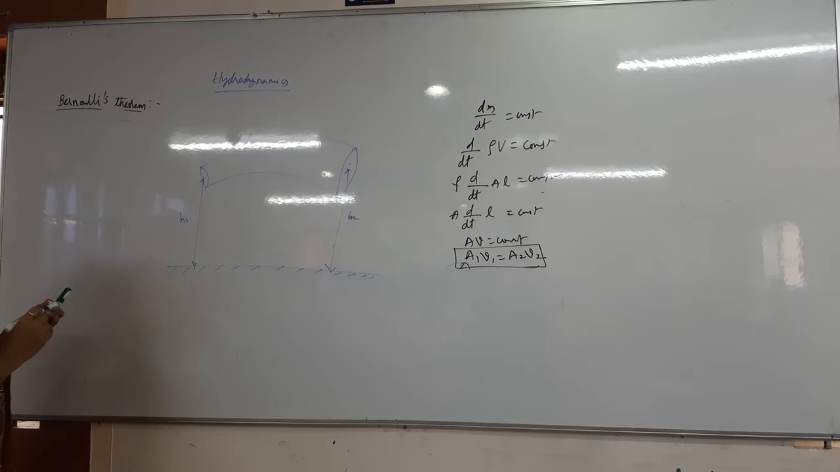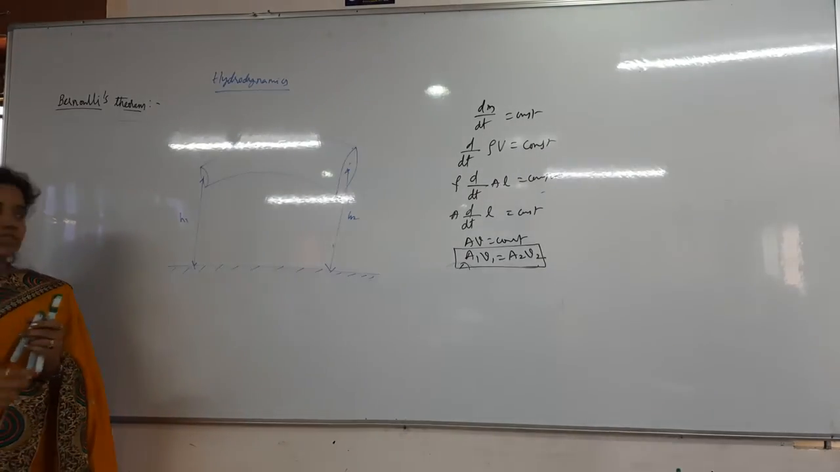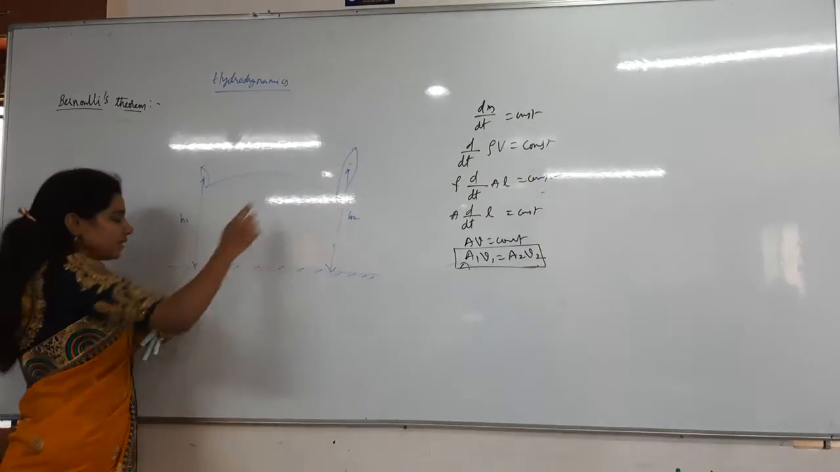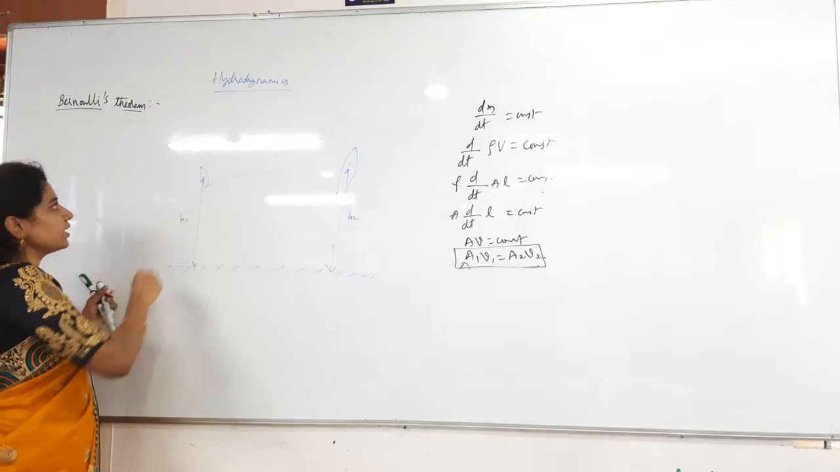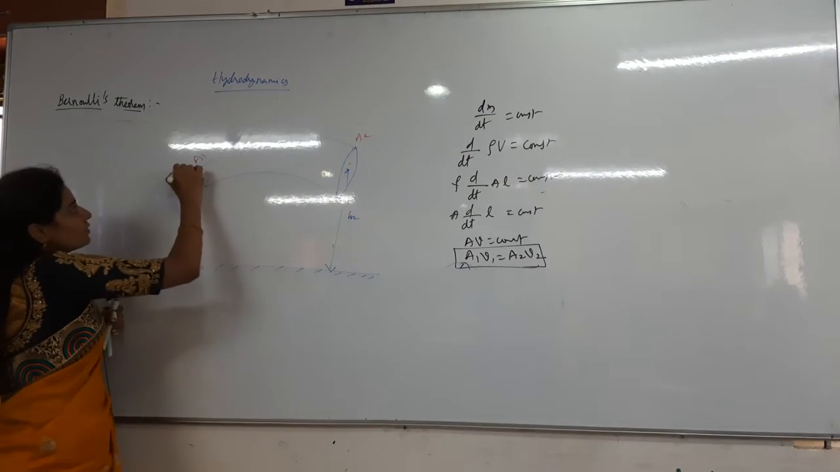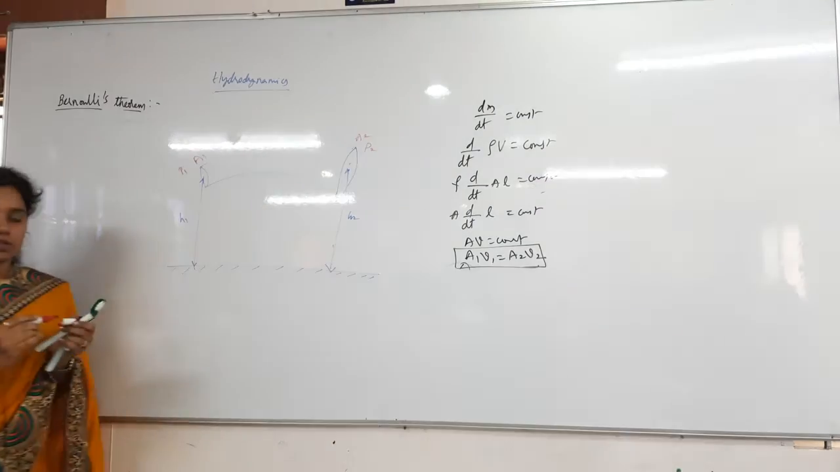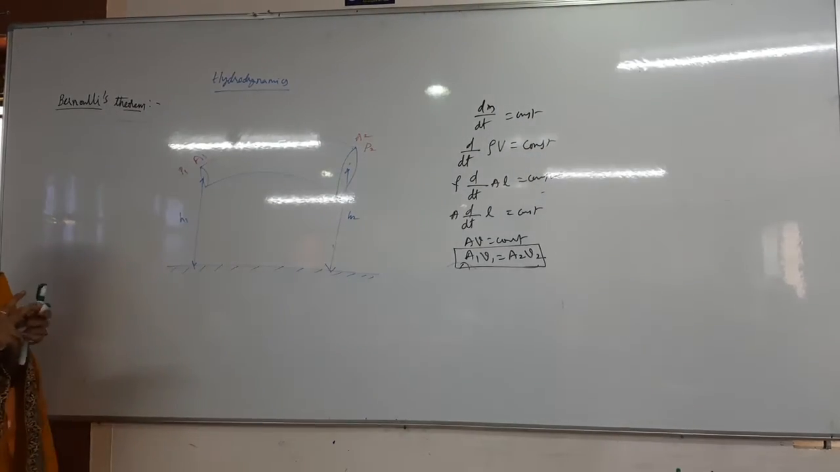So here, for example, I have taken a non-uniform cross-section area of the pipe. Here the area is A1 and here the area is A2. Let us consider the area is A1 here and then A2 here. The pressure at this point is P1 and at this point is P2. Now we are not even talking about the points here.